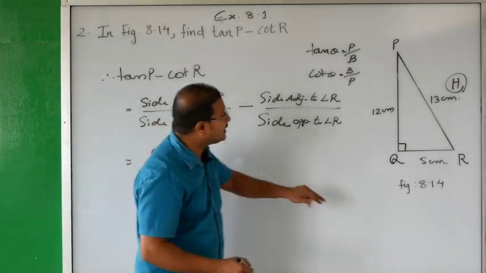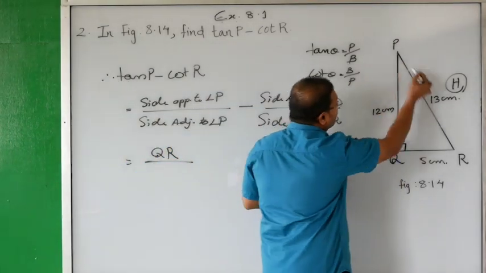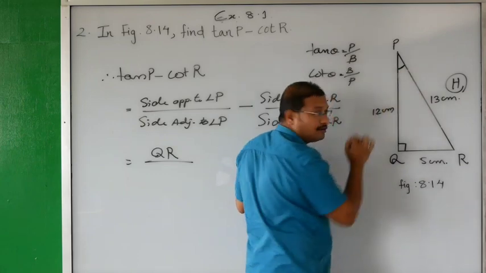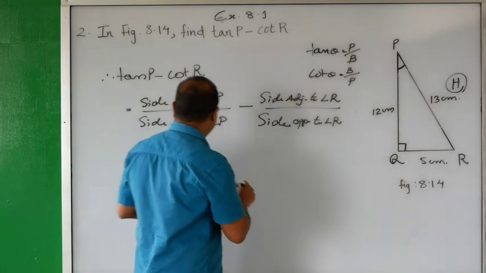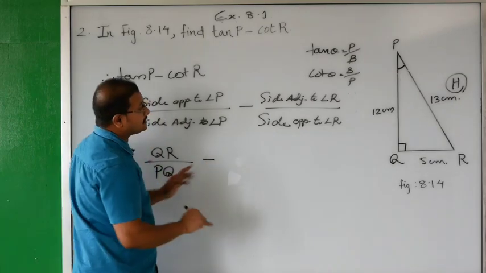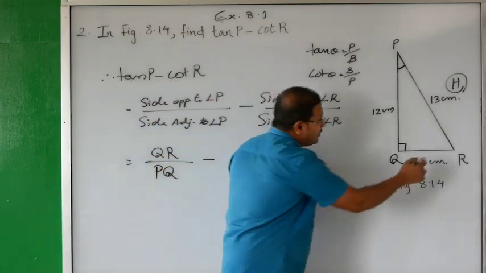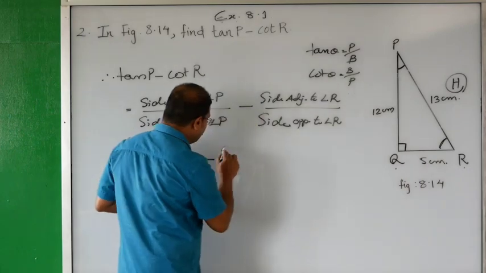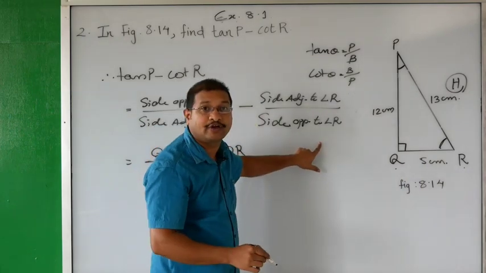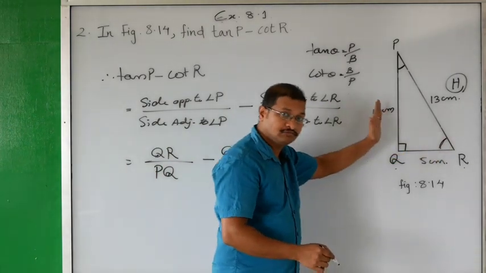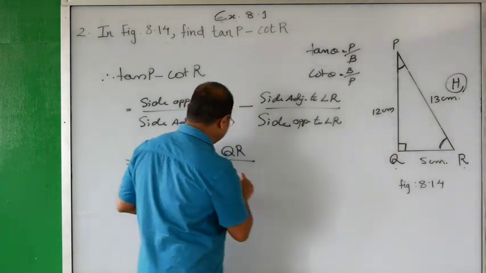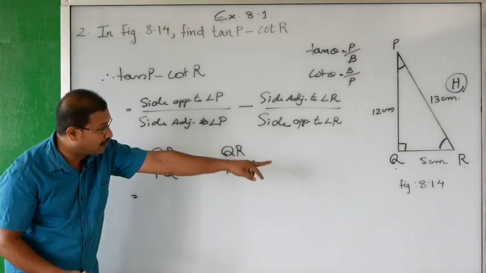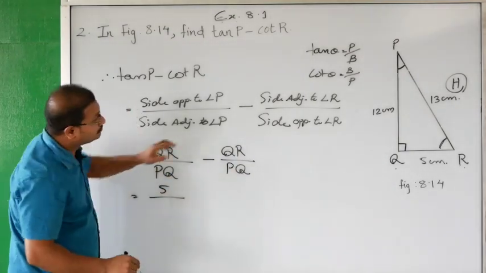Divided by the side adjacent to angle P. We know that the longest side is always the hypotenuse. So the side adjacent to angle P is, yes, PQ. Ready? So PQ minus the side adjacent to angle R, nearby angle R. So which will be that? Yes, QR, divided by the side opposite to angle R. That means PQ. QR according to the diagram, how much did we get? 5. So 5 by PQ, 12.